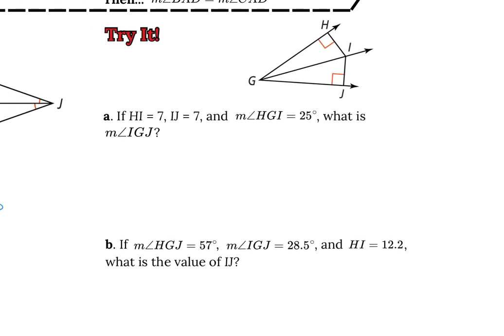Okay, our try it. They told me that HI is 7, IJ is 7, and that the measure of HGI is 25 degrees. And we want to find the measure of IGJ. So we're trying to find this angle. Okay, if HGI is 25 degrees, and both of these measures here, HI and JI, are congruent and equal to each other, then that means my measure for angle IGJ has to also be 25 degrees.